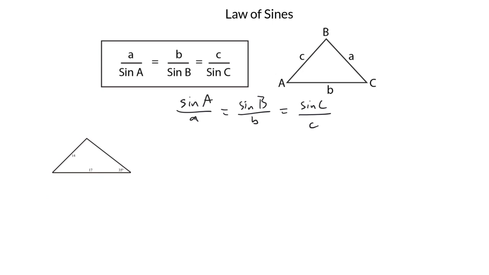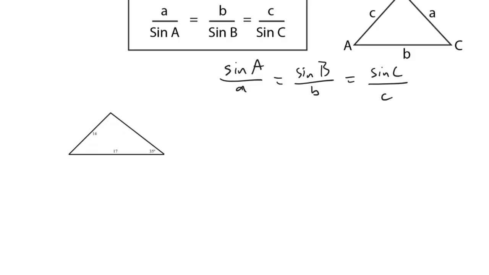So if we look at this example I have up here, notice that we have three given pieces of information. We have two sides and one angle in this case. And in order for the law of sines to work, one of the sides that you're given has to be across from one of the angles that we're given.